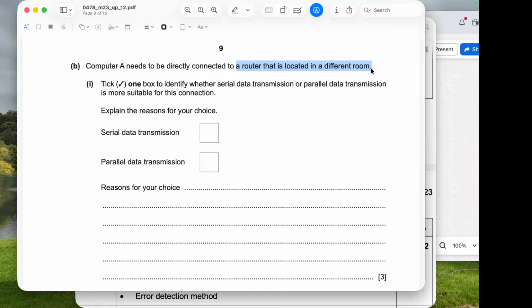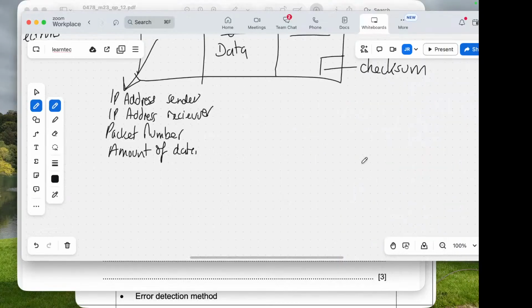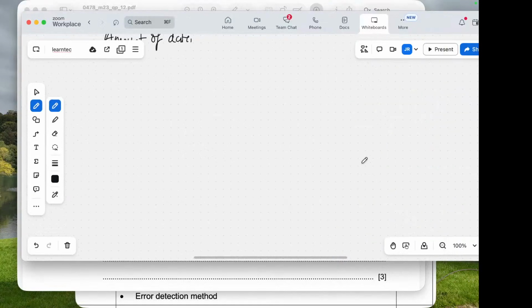So the room could be just literally a metre away. So serial or parallel, give reasons for your choice. Obviously, you don't get any mark for picking serial or parallel. It's just 3 marks for the choice. So if we think about the difference between serial and parallel and what they're really getting on about with this, we are covering such a lot of the syllabus today actually.